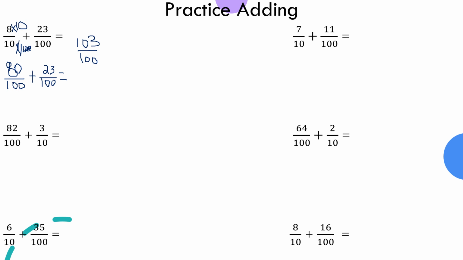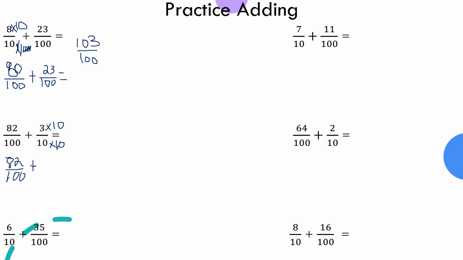All right, next problem. 82 over 100 plus 3 tenths. Again, my denominators are different, so I need to make them the same. I can change this 10 into 100 by multiplying by 10. Whatever I do at the bottom, I must do at the top. Now I need to rewrite my problem with my new fraction. So 82 hundredths, that stays because it already has 100.